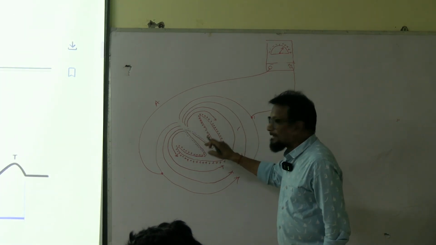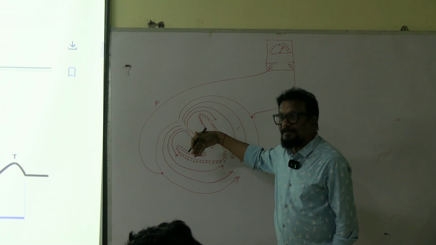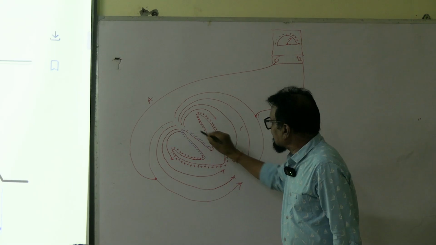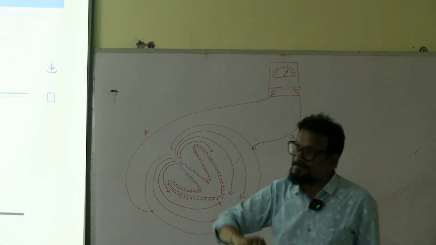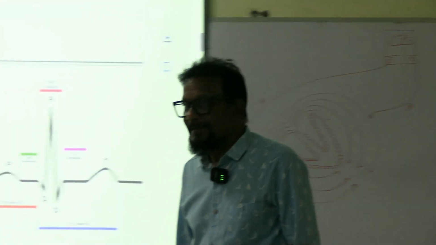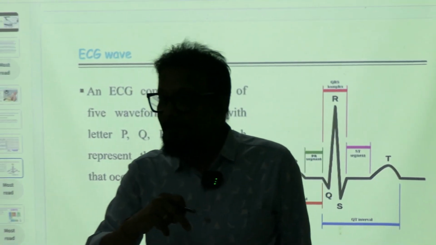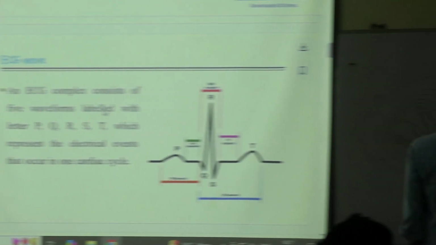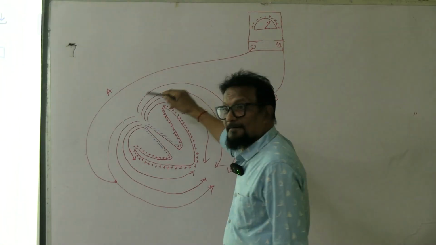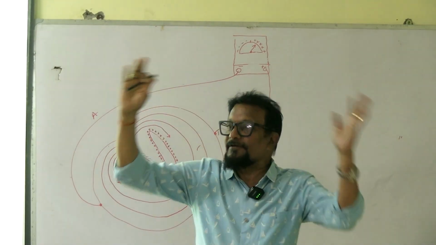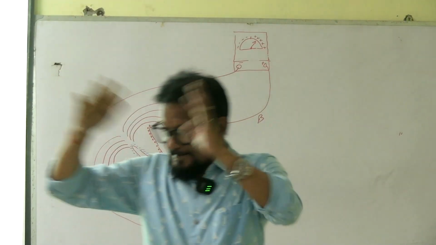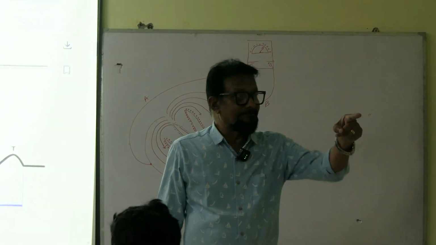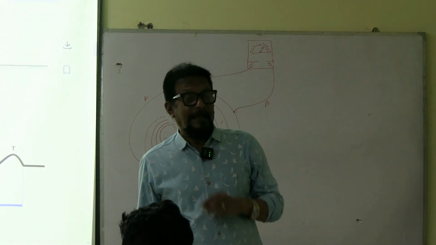Now we see one thing. This part is becoming negatively charged because of the depolarization, because of the cardiac action potential. Now see, some part is negatively charged, some part is positively charged. Now what happens? There will be flow of current like this. There will be an electrical field, and this electrical field will be transmitted throughout the body. How can it transmit it?